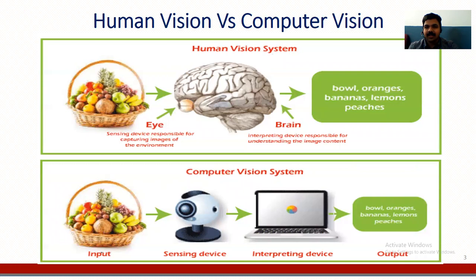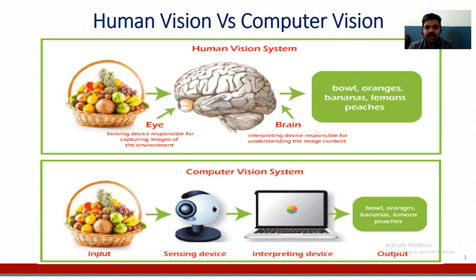So this is the same thing we are going to do in the computer vision system. In a computer vision system, we have our input, then we have a sensing device, then we have an interpreting device, and finally we have the output. In the input, we can place any kind of objects with labels, and for the sensing device we can use any cameras, video cameras, or web cameras, and from the camera we will connect the signals to the interpreting device. This interpreting device can be a computer.